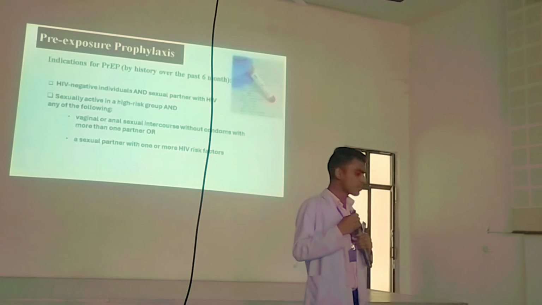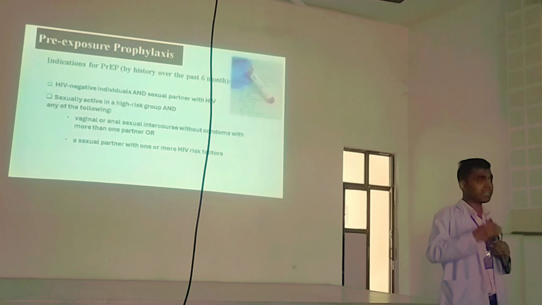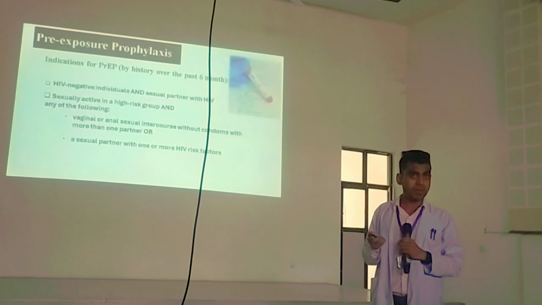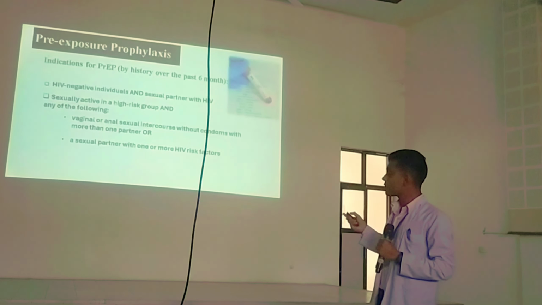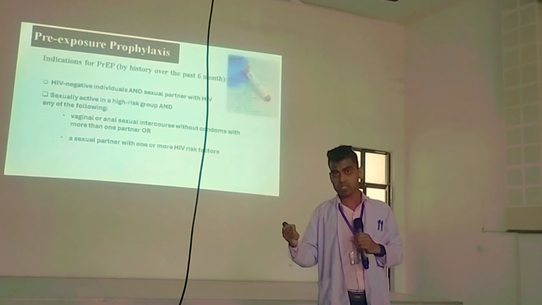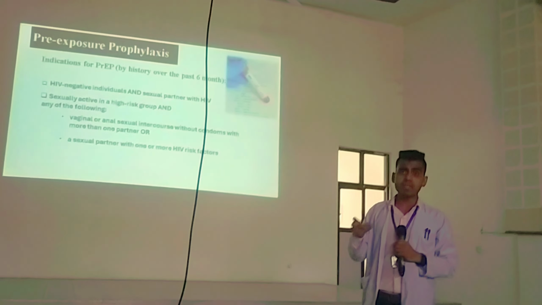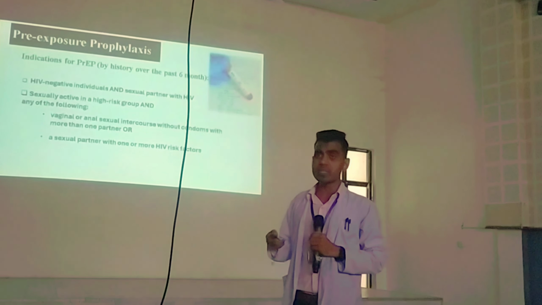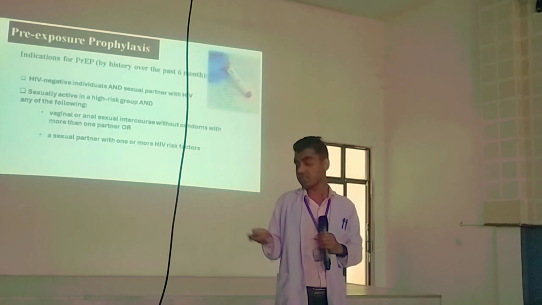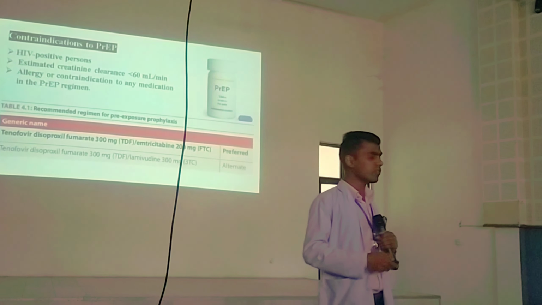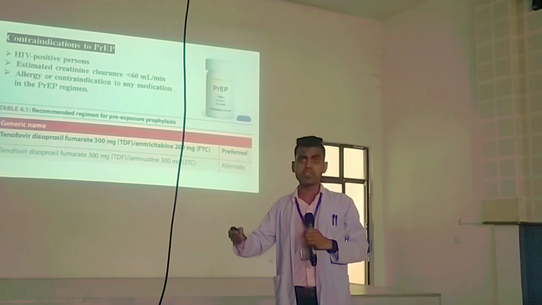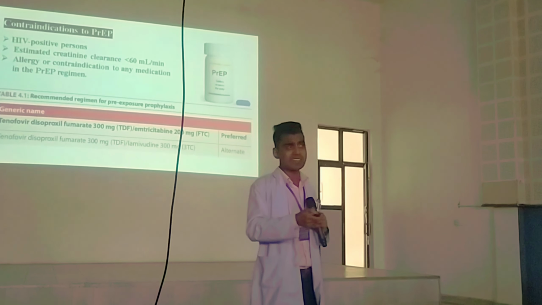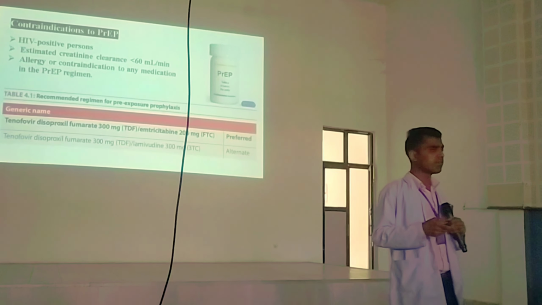In the case of PrEP, pre-exposure prophylaxis will be given to individuals who are not HIV infected. There are indications and contraindications for PrEP. If the individual is HIV negative but his sexual partner is HIV positive, then we have to provide PrEP. Similarly, if the individual is having sexual intercourse with a partner without condom use, then we also have to provide PrEP. There are also contraindications. If HIV is already diagnosed, that is, the individual is HIV positive, we do not give PrEP. Also, if the estimated creatinine clearance is less than 60 ml per minute, we should not give PrEP.